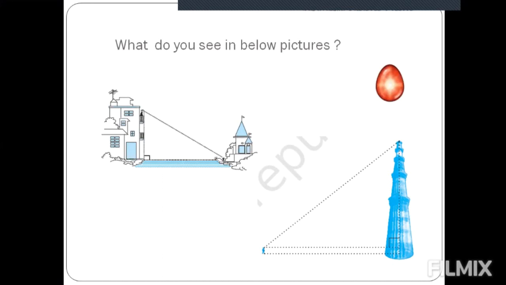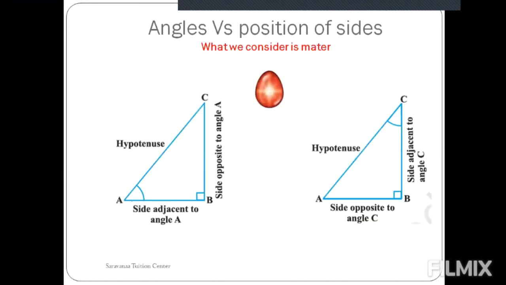So what do you see in this picture? You see a guy standing down the river and seeing the top of the tower. And in here you could see the same thing. And this is the angle in which he sees the top of the tower. So when a guy sees from this angle, this is his opposite side, and this is his adjacent side, and this is normally the hypotenuse.